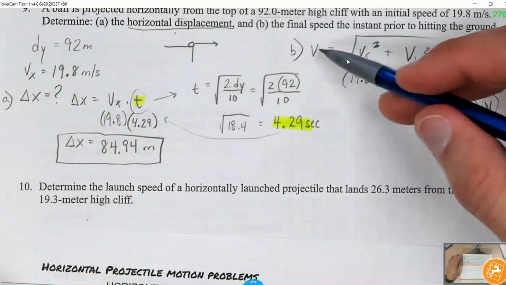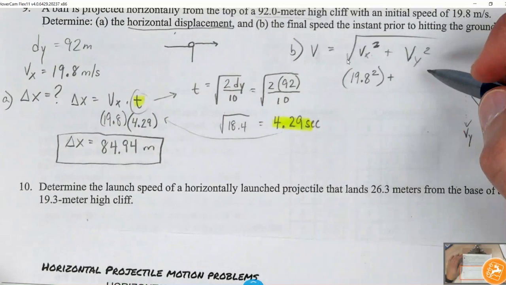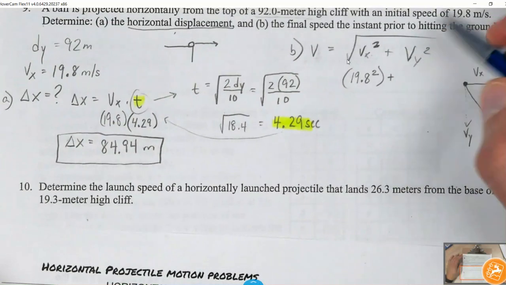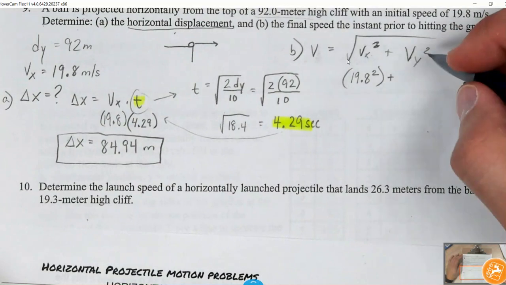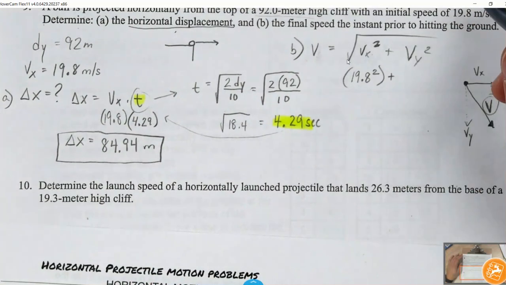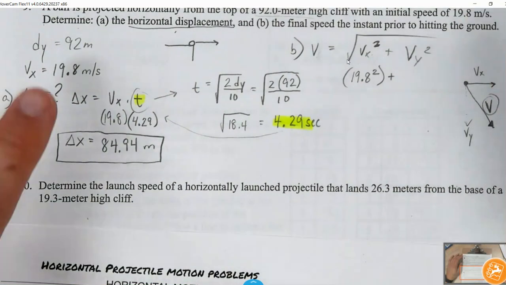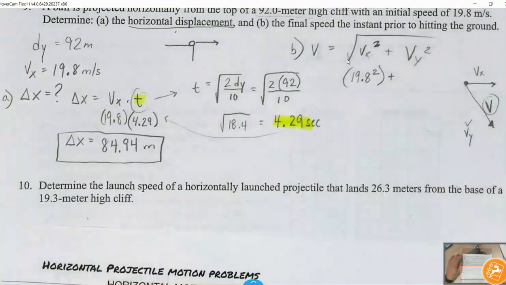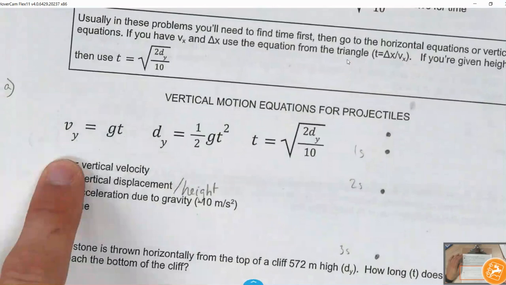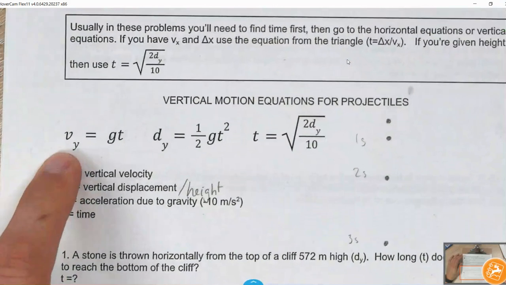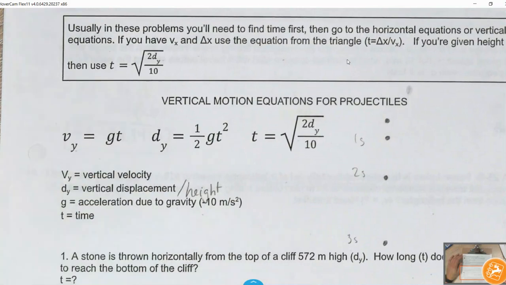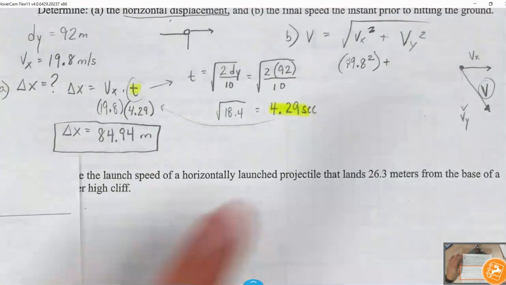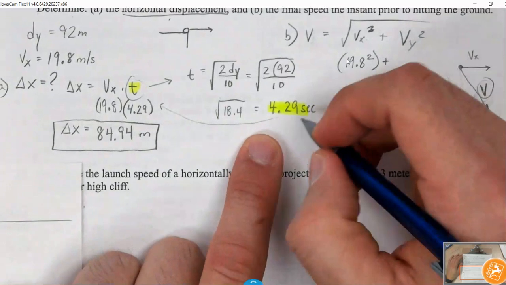Now, if I wanted to know the full velocity with which it hits the ground, first, I have Vx. What don't I still have? Vy. We were given dy, but we don't have the vertical velocity. So I go to my vertical set. What is the equation for Vy? Gt. Oh, snap. We already found t.